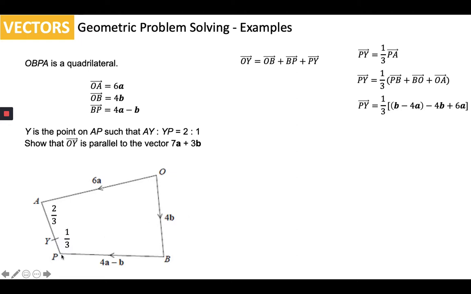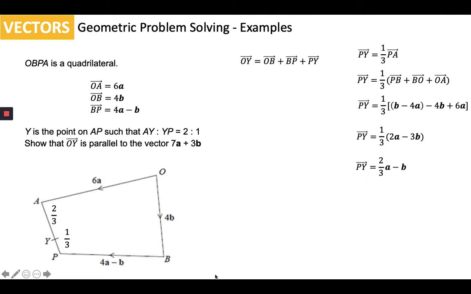Now P to B is going backwards along this vector, so I've just negated it: b minus 4a as opposed to 4a minus b. B to O is again going backwards, so I'm taking away 4b, and then I'm adding 6a to go from O to A. I can simplify this, that's just a bit of arithmetic. I get down to a third of 2a minus 3b, and I can simplify that down again to 2/3 a minus b. That's my expression for PY.